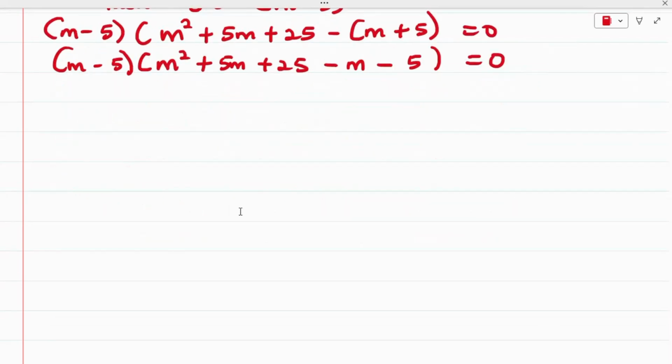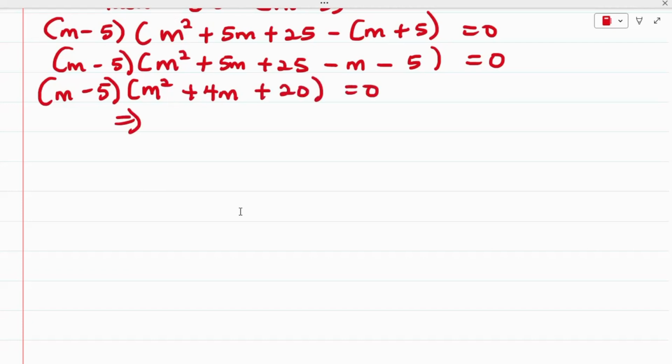So from here, we have this to be m minus 5 multiply m squared plus 5m minus m is going to give us plus 4m, and 25 minus 5 is going to give us 20, and this is equal to 0. From this property that says if we have ab equals to 0, this implies that a is equal to 0 and b is equal to 0.